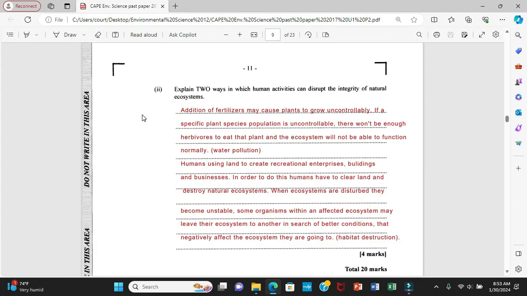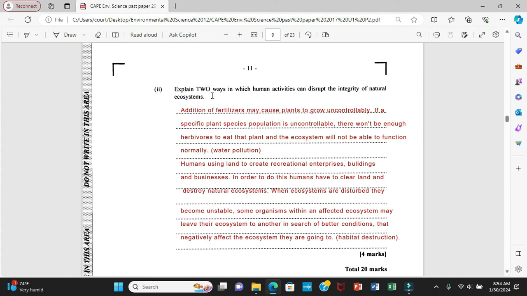Next part, the question says, explain 2 ways in which human activities can disrupt the integrity of a natural ecosystem. All right, when it says integrity, it means without pollution or disruption. So when the environment is okay and safe, it has integrity. When you have the right amount of sun, the right amount of rain, times not too hot, you don't have a lot of storms, the breeze is nice, you don't have air pollution or water pollution, you know that the environment has its integrity, safe and healthy.